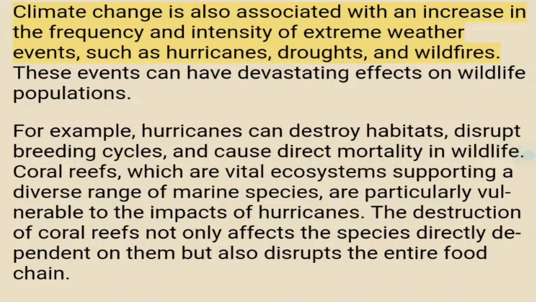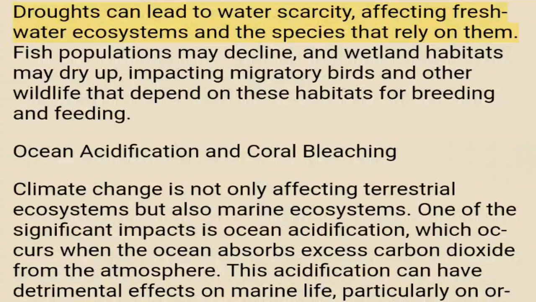Climate change is also associated with an increase in the frequency and intensity of extreme weather events, such as hurricanes, droughts, and wildfires. These events can have devastating effects on wildlife populations. For example, hurricanes can destroy habitats, disrupt breeding cycles, and cause direct mortality in wildlife. Coral reefs, which are vital ecosystems supporting a diverse range of marine species, are particularly vulnerable to the impacts of hurricanes. The destruction of coral reefs not only affects the species directly dependent on them but also disrupts the entire food chain. Droughts can lead to water scarcity, affecting freshwater ecosystems and the species that rely on them.